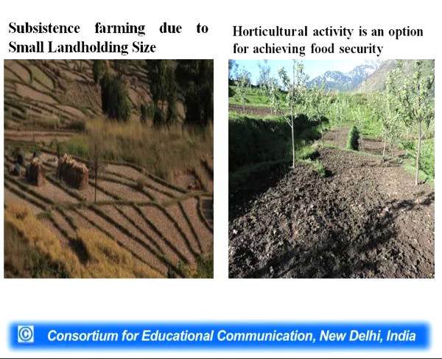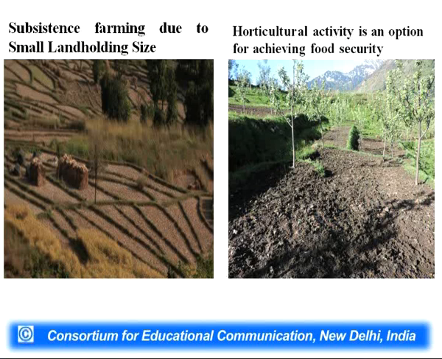So consolidation of holdings was also adopted in some parts, because it was realized that through consolidation of holdings it is possible to disseminate technological innovation and mechanization, and people can keep tractors or many other agricultural processing machines. Horticultural activity is another option for achieving food security, and particularly in hilly areas horticultural activity was at the forefront.